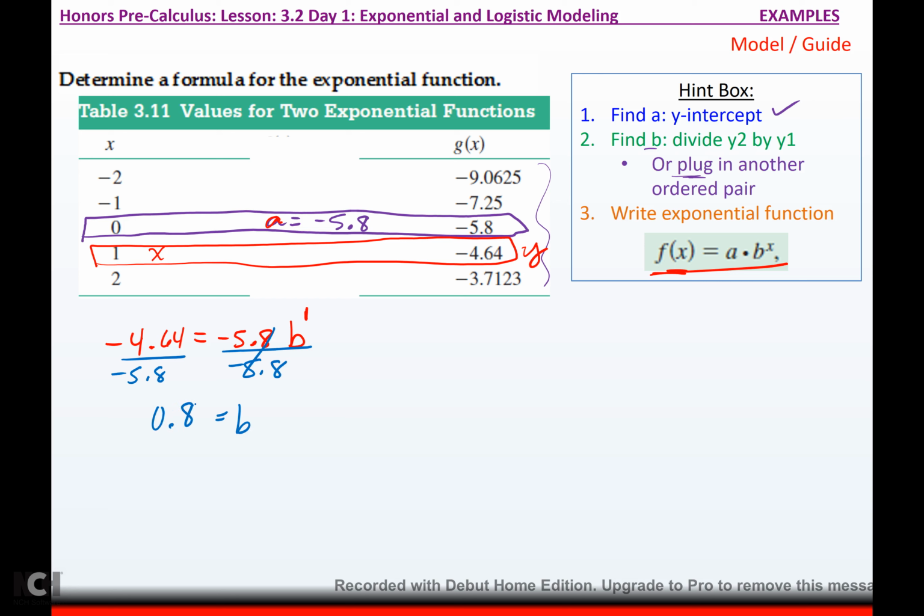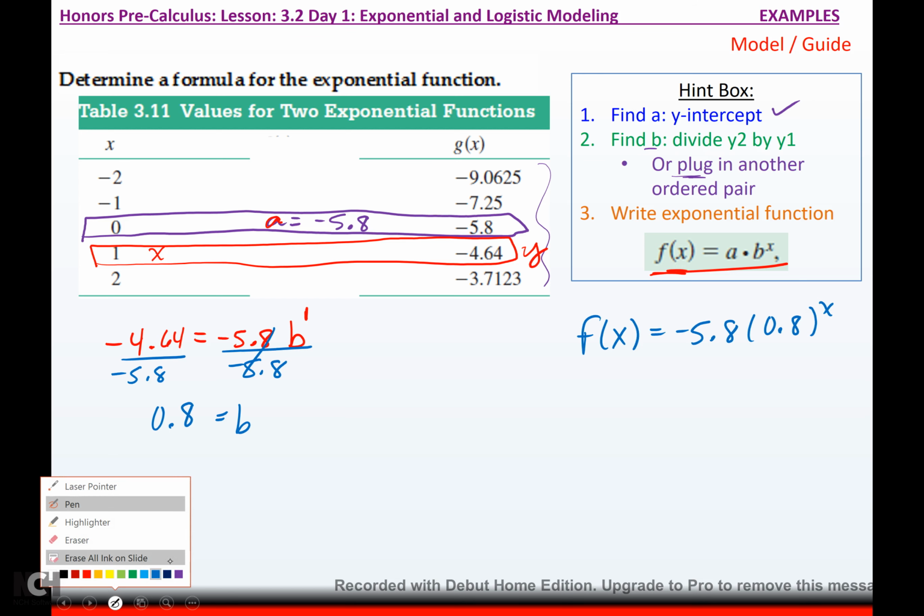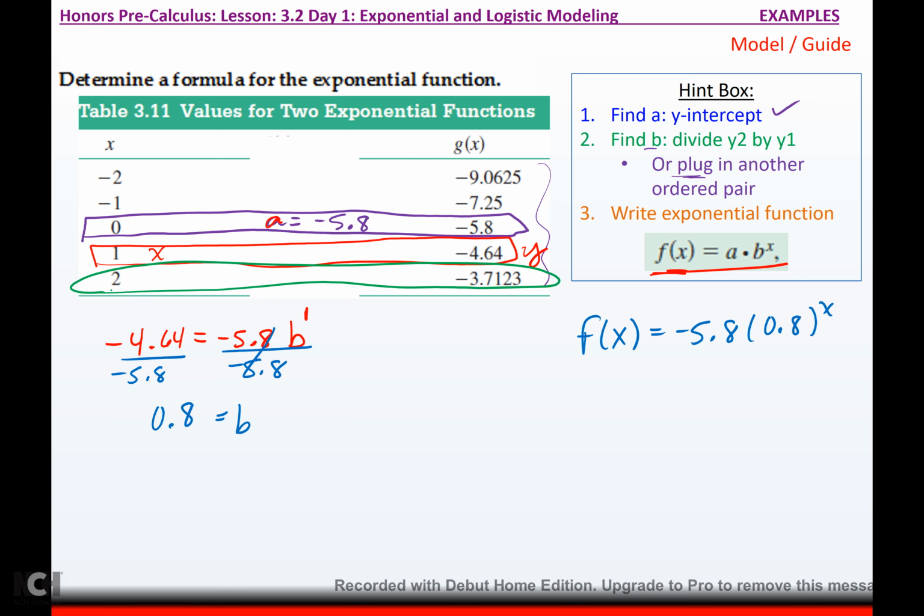So there's my B. Once you have your A and your B, you're ready to write your function. So my function is going to be f of x equals a times b to the x. There's my formula for that set of data. And again, I just want to show you that any ordered pair you picked, what if I picked this one? It's going to be a little more work, okay?